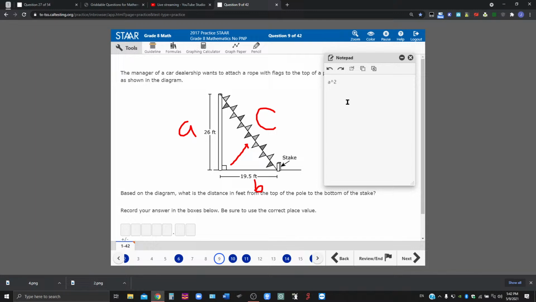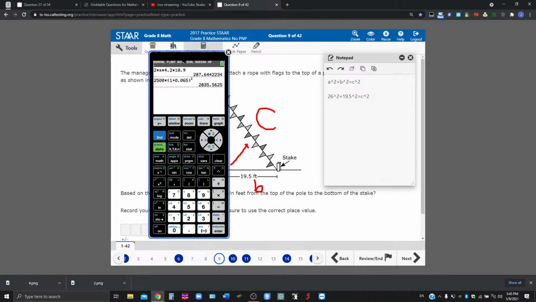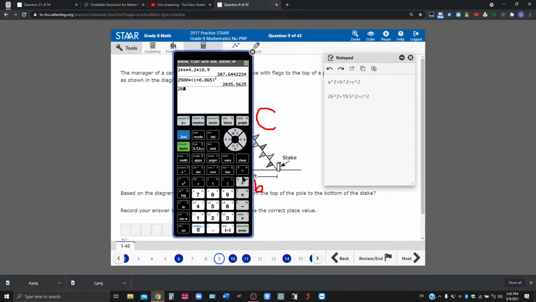So a squared plus b squared equals c squared, and a is 26 squared plus b is 19.5 squared, and they add up to be c squared. Here we can use a graphing calculator. Let's quickly do that. 26 squared, the power is 2, and you can also use the square button. It's 26 squared plus 19.5 squared, and that gave us 1000.